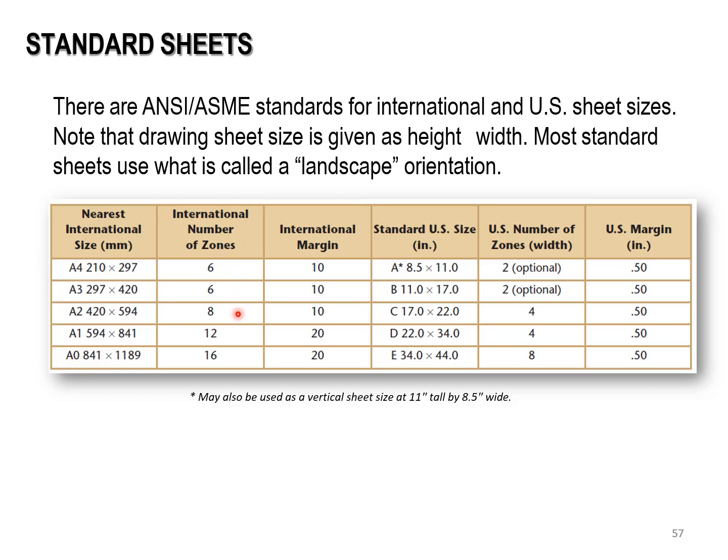The international number of zones is given as 6, 8, 12, and 16. An international margin is given for the drawing, so you can keep something from the edge like 10 millimeters. The standard US size is in inches. The A4 is going to be 8.5 multiplied by 11 inches.